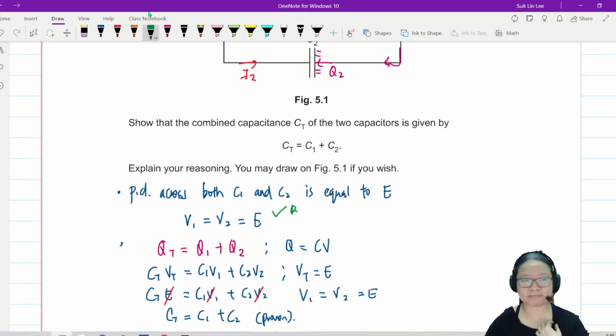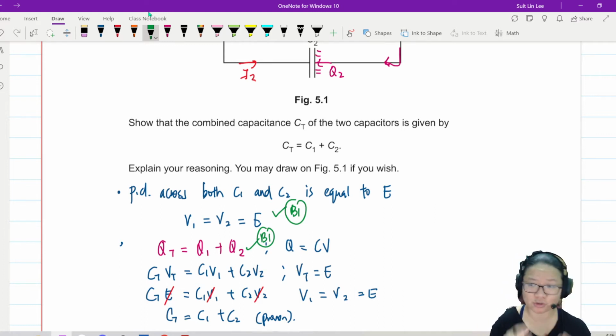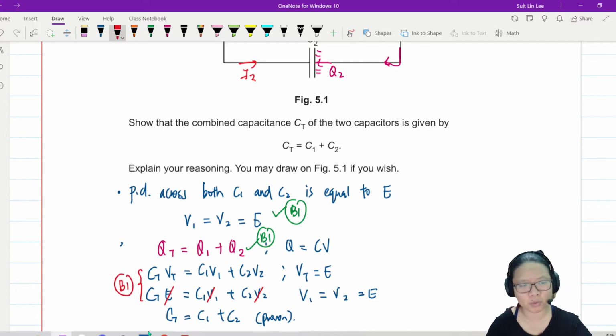So the key places to show working, number one, is the potential difference. Make sure you show that. Number two is the charge. The total charge is the charge stored in individual capacitors. And finally, you substitute Q is CV, and then you simplify in a way that people can accept. This is another mark, 1 mark.